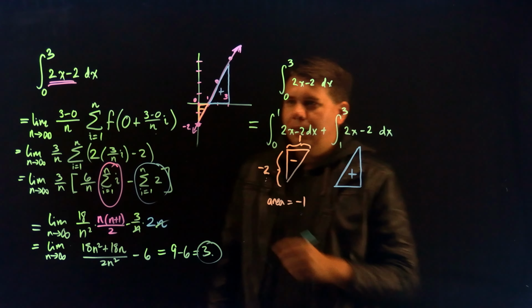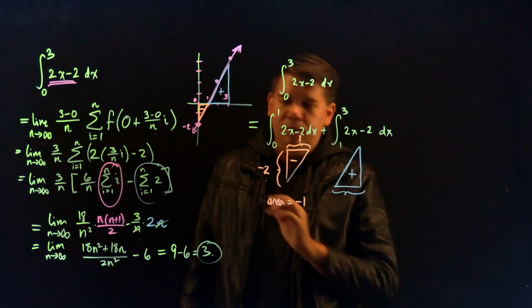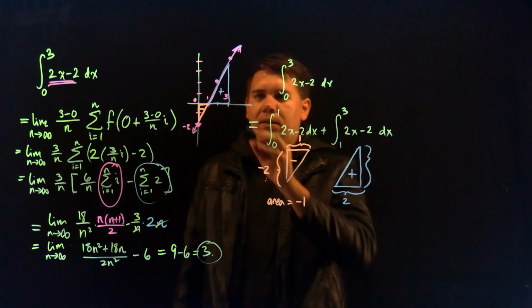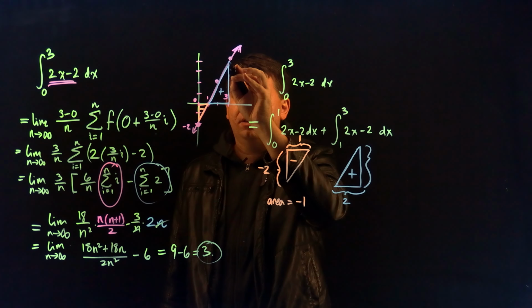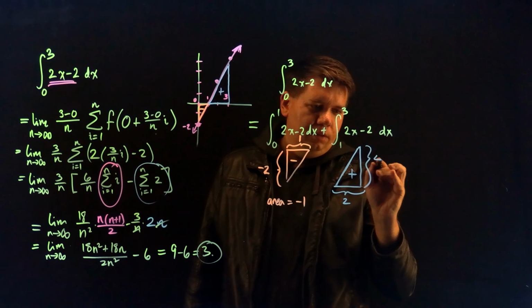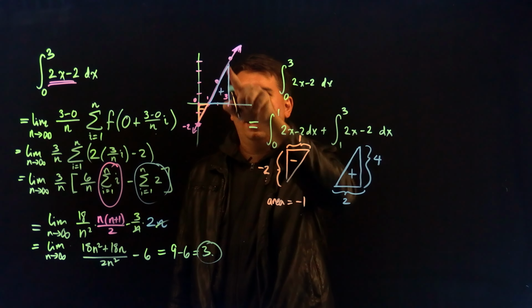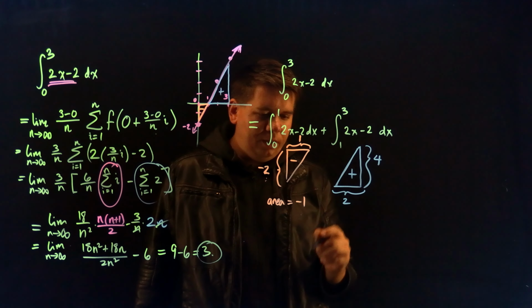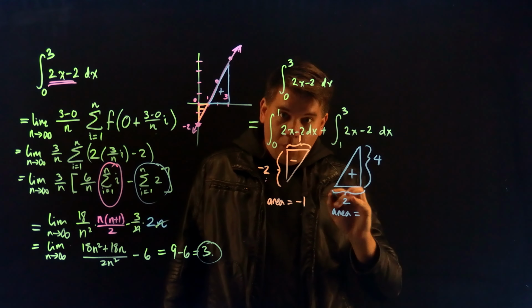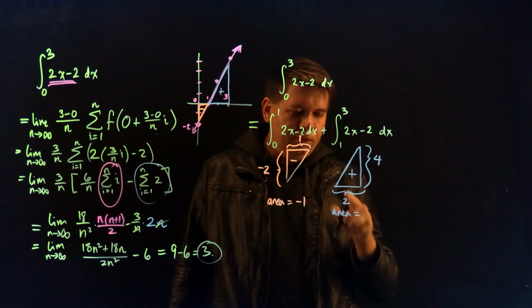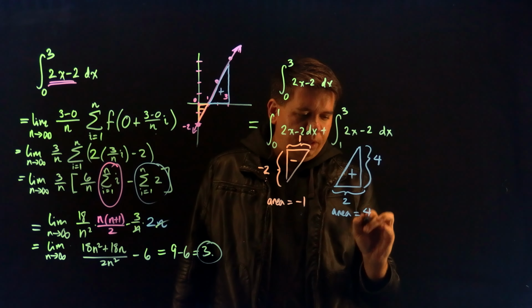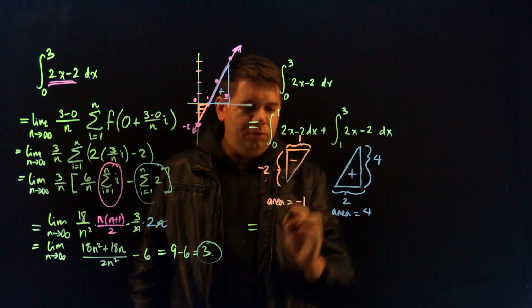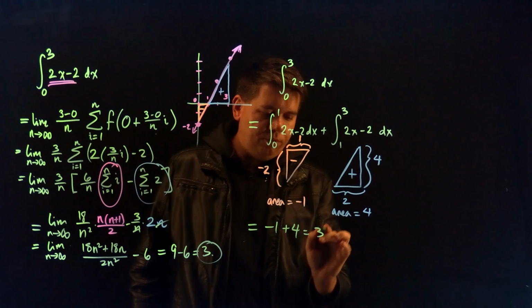Whereas the second triangle has width 2. From 1 to 3 is width 2. And it has height from 0 up until here, which is height 4, because when I plug in 3, I'm at height 4. Plug in 3, you're at 6 minus 2, which is 4. And now you find the area. My area for the second guy is 1/2 base times height. It's a triangle, so it's half the rectangle. So half of 8 is 4. And so I conclude that my area, this definite integral, is just negative 1 plus 4, which is 3.